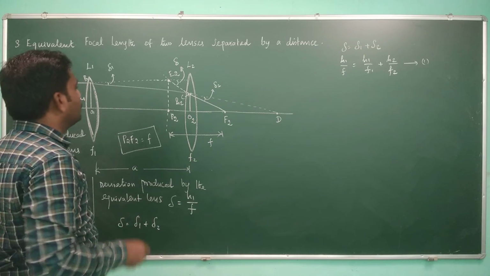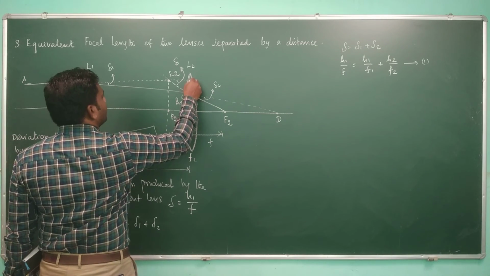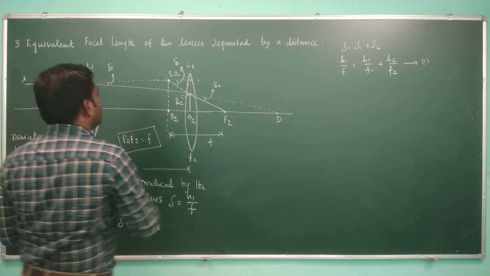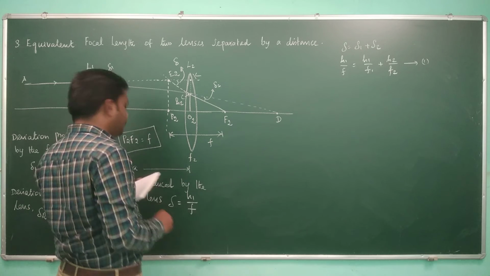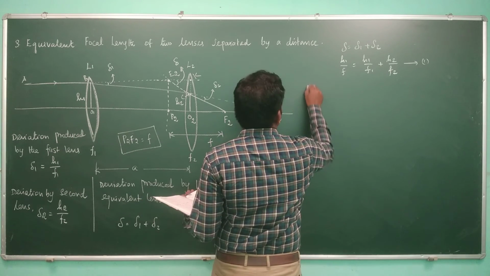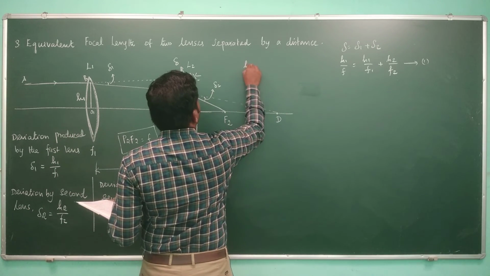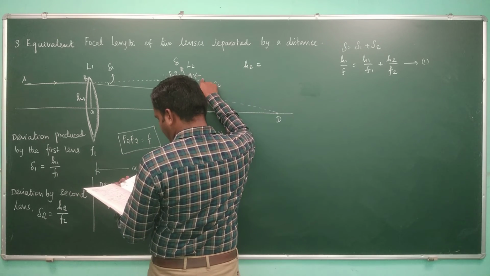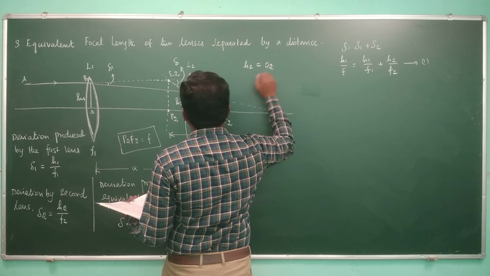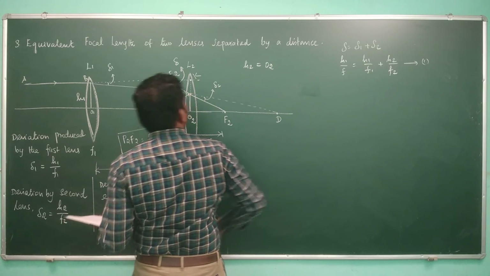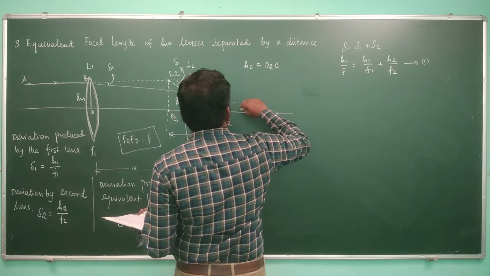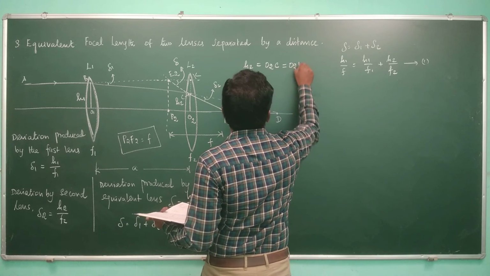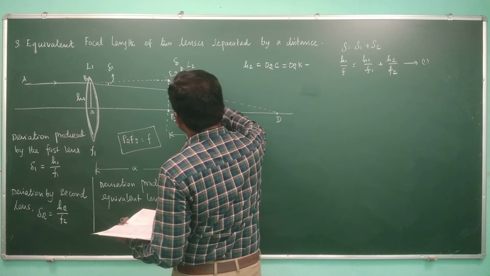Now you see, let's extend this into here, and this point we can call K. Now you can write h2, which is nothing but O2K. H2 is nothing but this side, O2C, which is nothing but O2K minus CK.